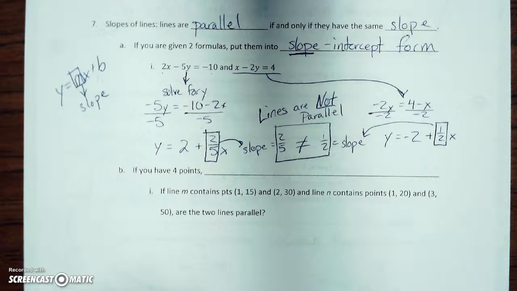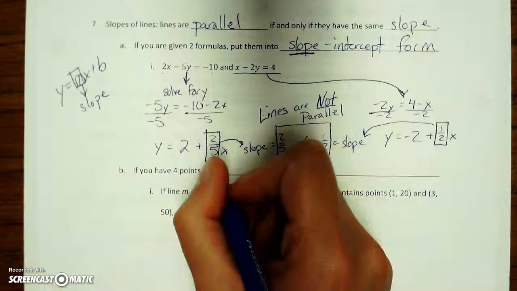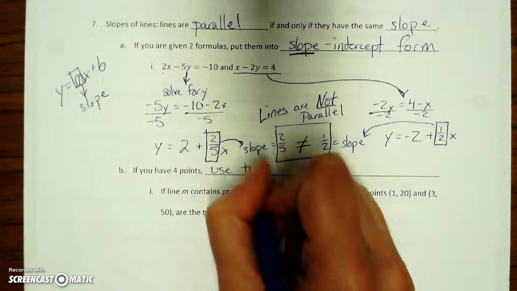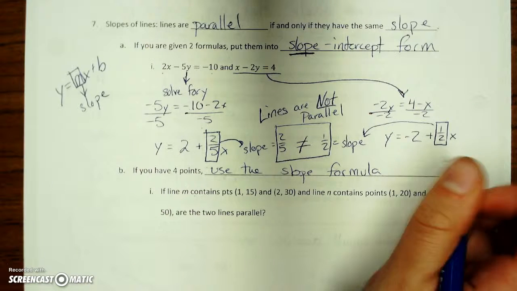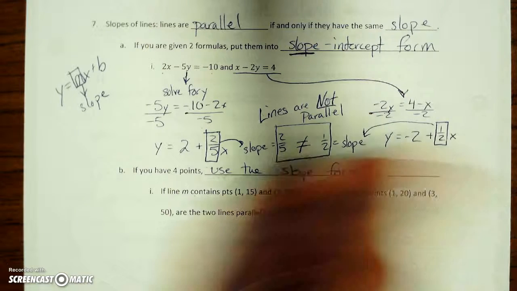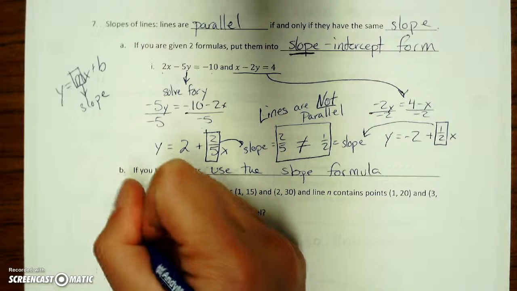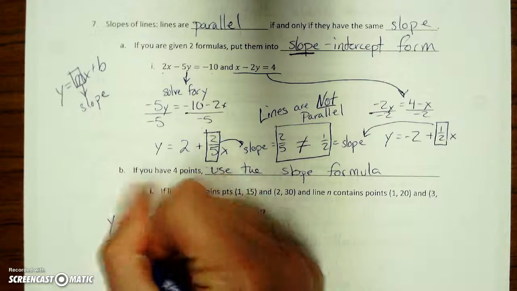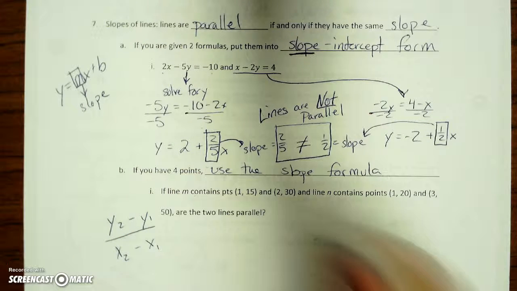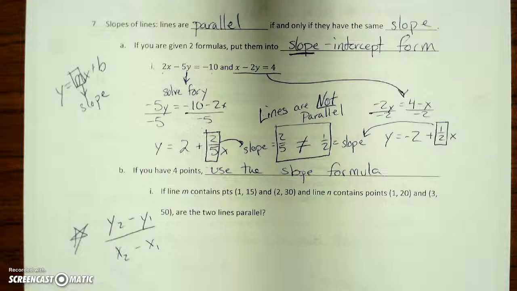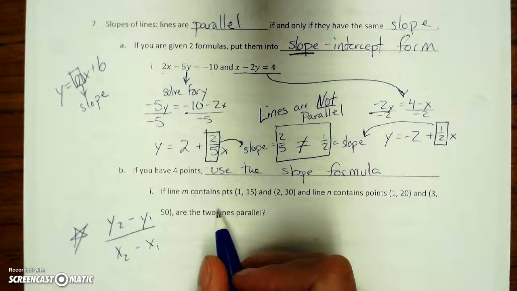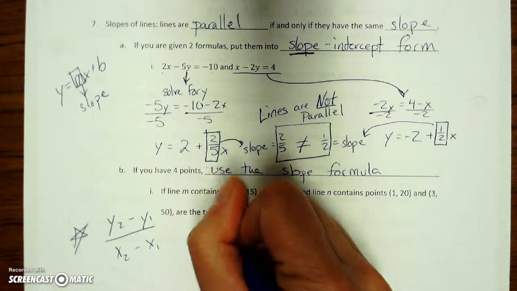Now you'll also be given 4 points. If you are given 4 points, here's what you should do. Use the slope formula. This will be one of the few formulas I will ask you to memorize, and it goes like this: y2 minus y1 over x2 minus x1. That's the slope formula. You've probably used this before. I can tell you, you will have to use it again in algebra, so you might as well memorize it now. In order to do this, we want to first look at each line and find the slopes.